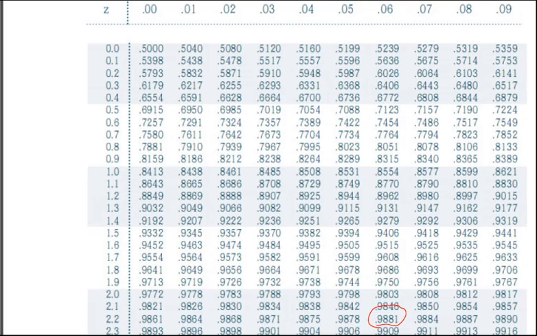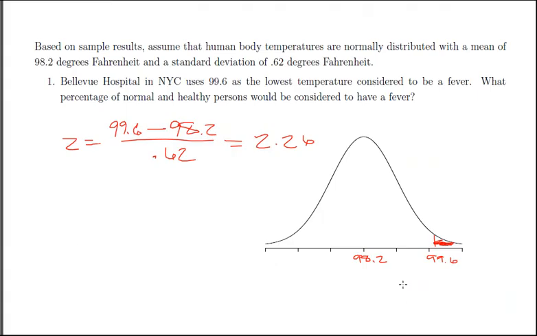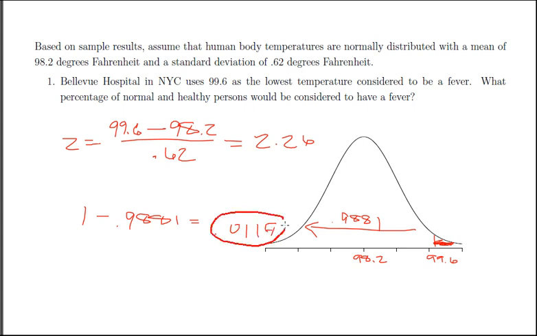Then I want to go back to my example, and I know that's the area to the left, and so that's this area right here. That's going to be 0.9881. Okay, so to get the area to the right, I just need to subtract from 1, and that's going to be my answer. So 1 minus 0.9881 is equal to 0.0119, and that's my answer, or 1.19%.